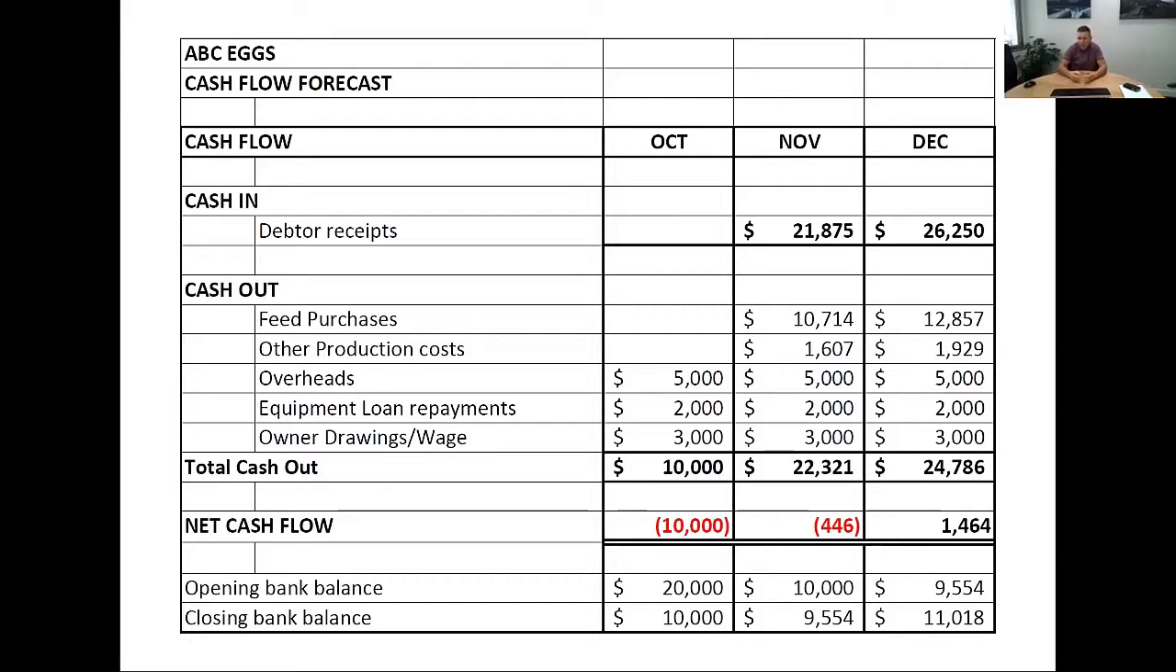Then strapping all this together, by way of a cash flow forecast, we can see the cash in for debtor receipts, because our assumption was that we don't get paid for 30 days. So in this theoretical example where we sold the eggs, we're not going to get paid until November. It's a theoretical example to show how there's going to be a cash flow shortage until we get paid by our customers. On the flip side, if you look at cash out, for our feed purchases we've got 30 days credit from our feed supplier, so we're not going to have to pay that $10,714 bill until November.